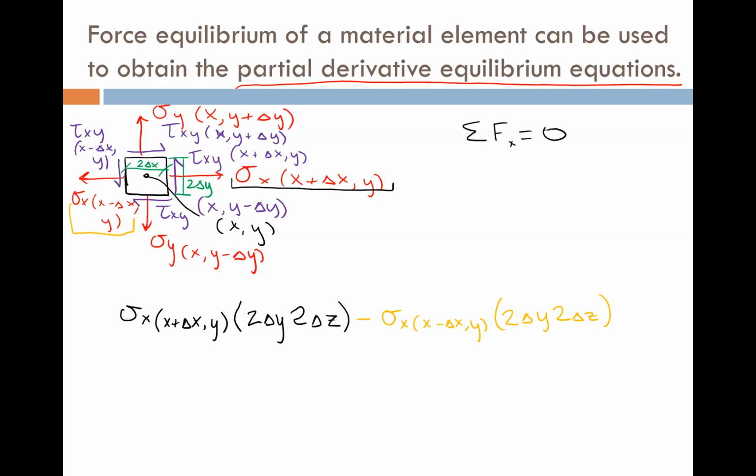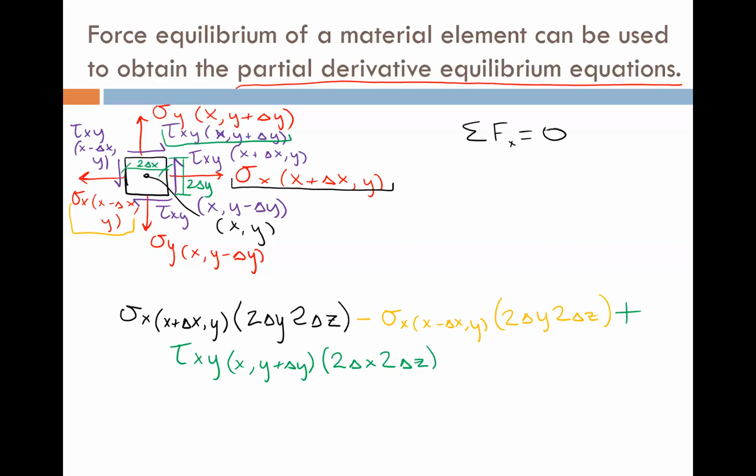Then we will look up at the top. In the x direction, we have this shear stress. So we'll say plus tau xy. I apologize that for whatever reason the pen doesn't seem to work. We're kind of over in this region. There should be a plus sign. Okay, plus tau xy occurring at x comma y plus delta y. And the surface there has an area 2 delta x, 2 delta z.